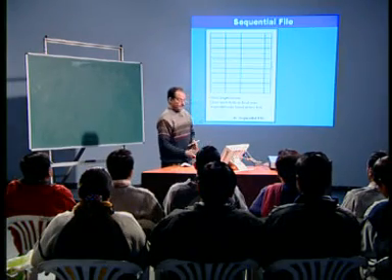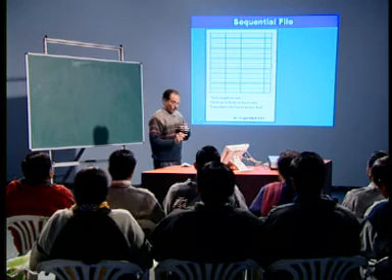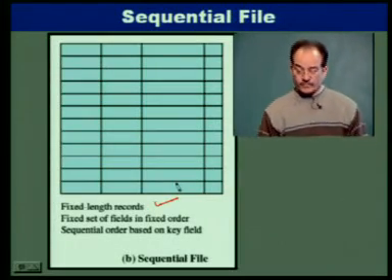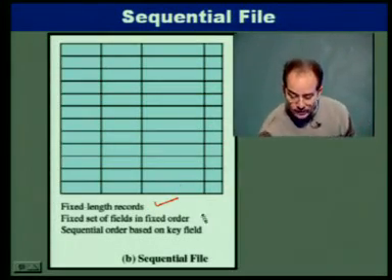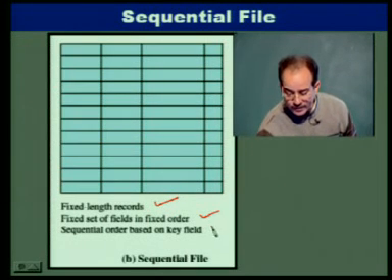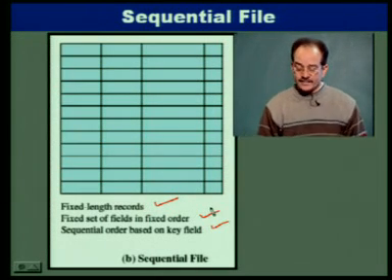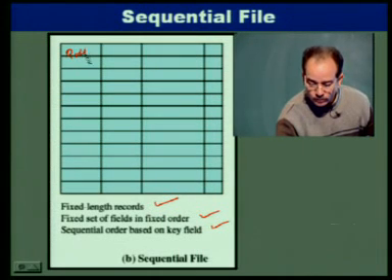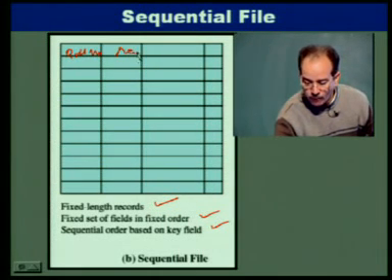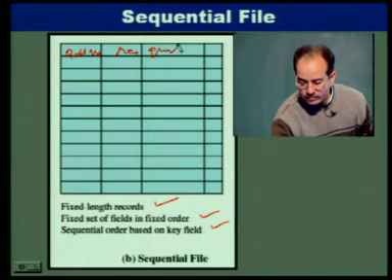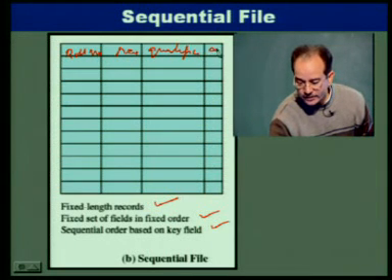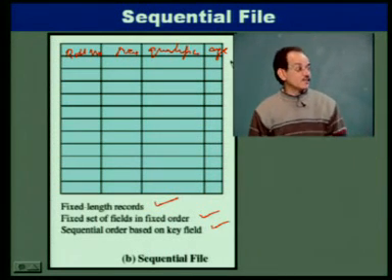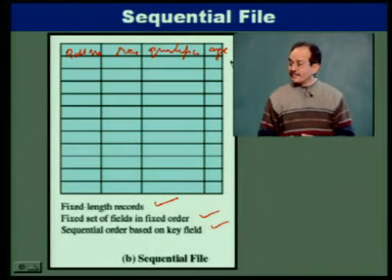Now, this is how my sequential file looks. It has fixed length records, and it has a fixed set of fields in that particular order, and they are based on some sort of keys. Now, this can be your roll number, name, qualification, and your age. So, it becomes some sort of structure which we have defined in this particular file.